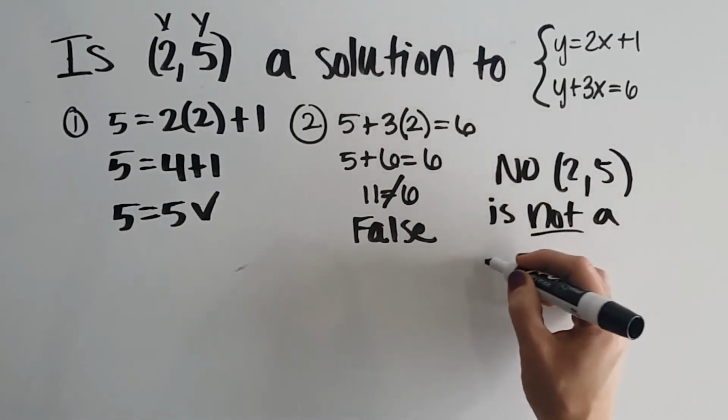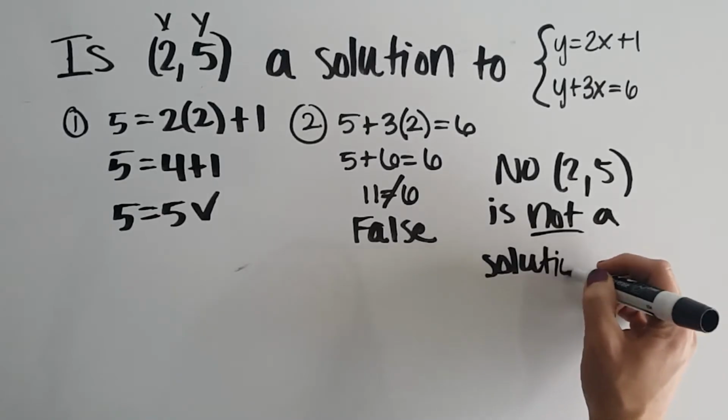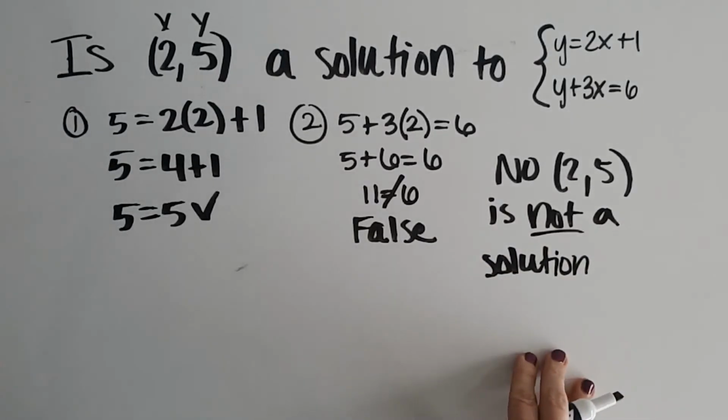solution because it doesn't work for both. Remember, the definition says it has to satisfy all equations in a system. And that's how we can check to see whether or not an ordered pair is a solution to a system.